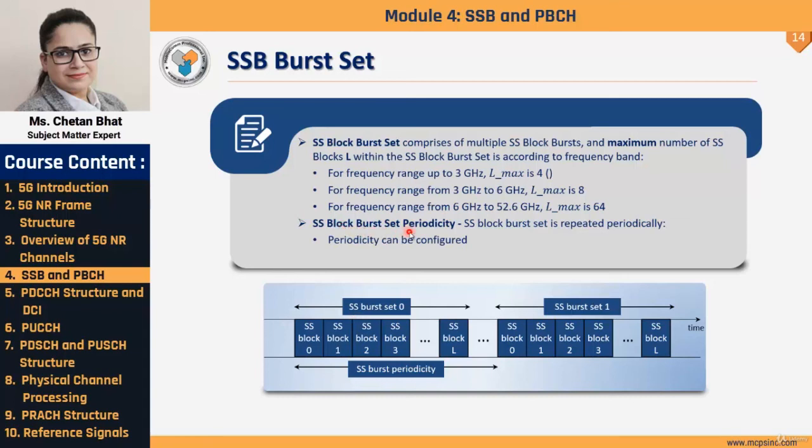The SS burst can have a periodicity which can be configured. For initial access, the UE assumes a periodicity of 20 milliseconds, whether at 6 gigahertz or below, or above 6 gigahertz. That means every 20 milliseconds the SS block burst is going to repeat itself, right? So that is your periodicity of the SS burst set.